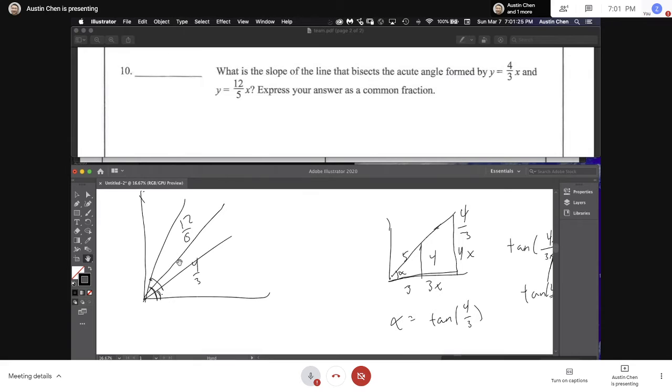Okay. So let me just put that into my calculator just to make sure that it works. So we're going to take the tangent of 12/5. We're going to subtract the tangent of 4/3. That's going to give us our middle angle. We can halve it. And then we add it to tangent of 4/3. Okay. And now we're going to arctangent it.